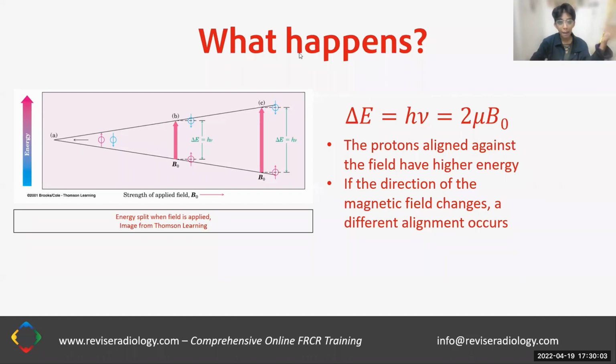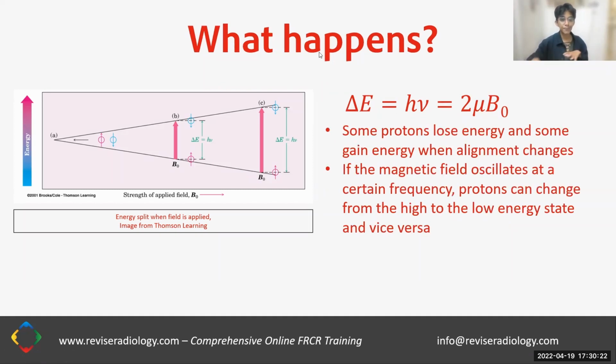So what will happen if suddenly we press a button and the direction of the magnetic field flips around in the opposite direction? The same situation will occur. The protons will realign themselves again. And it's when this realignment happens that something interesting happens. So if you can think about it this way.